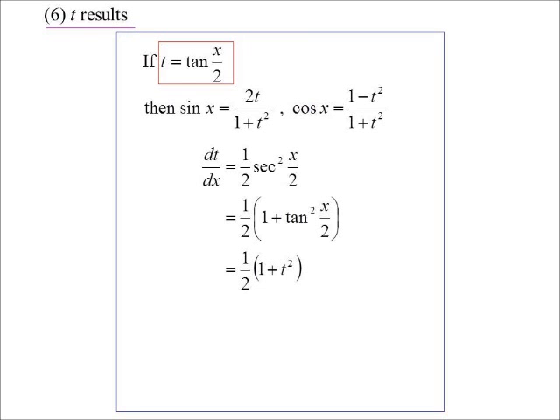And the derivative then, if I'm going to use t equals tan x on 2, then dt dx will be a half sec squared x on 2. Sec squared I can rewrite as 1 plus tan squared x on 2, and so we get a half of 1 plus t squared. But that also is like a t result. We don't have to derive that every time. So the t result for this substitution is dx is 2 dt on 1 plus t squared.